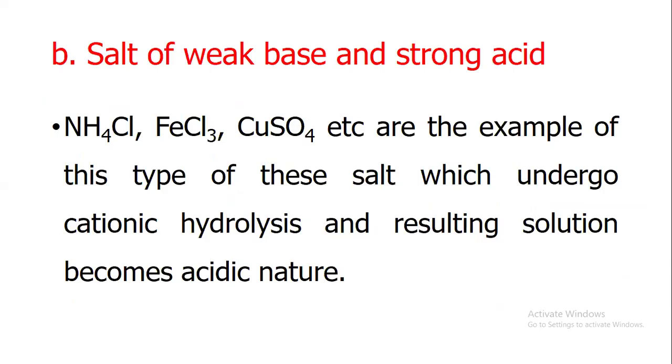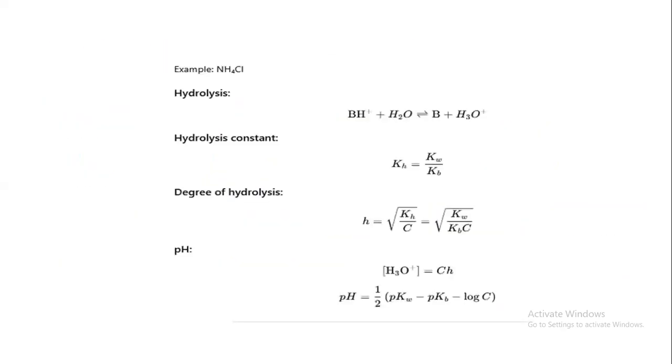Salts of weak base and strong acid, for example, ammonium chloride, ferric chloride, copper sulfate, etc. These are examples of salts which undergo cationic hydrolysis, and the resulting solution becomes acidic in nature.